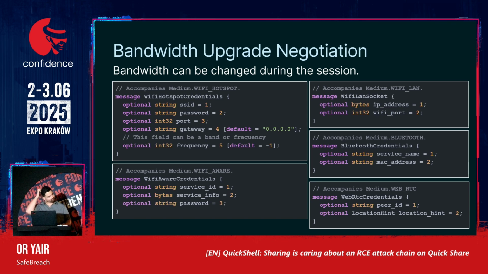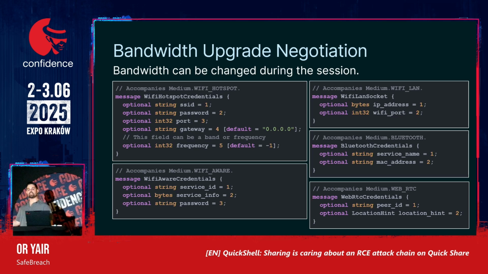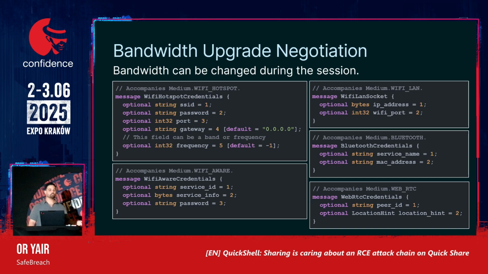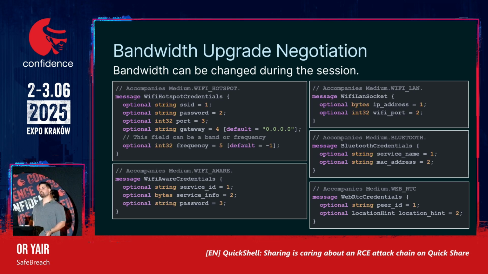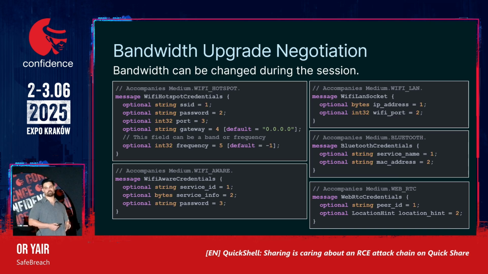So basically, bandwidth upgrade negotiation refers to the process where Quickshare can change the communication technology that it uses in order to achieve better transmission speed. It can shift the communication technology to WebRTC, Wi-Fi, Wi-Fi Direct, Bluetooth, and even a Wi-Fi hotspot. And in this process, one of the devices sends the details, the SSID and password of the Wi-Fi hotspot to the other device, and then the other device connects to it.